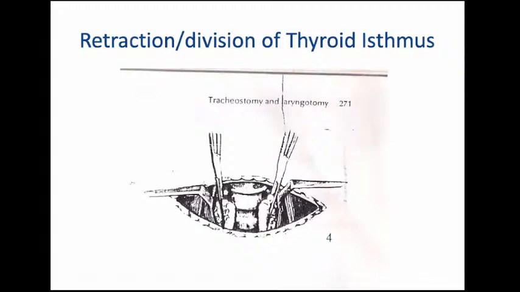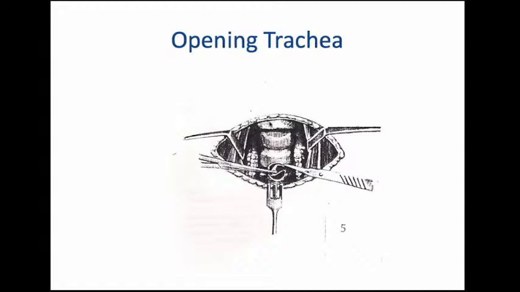So you expose your tracheal rings, and when we want to open the trachea, we avoid doing it too close to the cricoid cartilage. The reason being, the cricoid cartilage is the only complete ring in the airway. If you injure it at all, you get airway stenosis as it heals. So we want to go between the second and fourth tracheal rings as we open into the trachea.